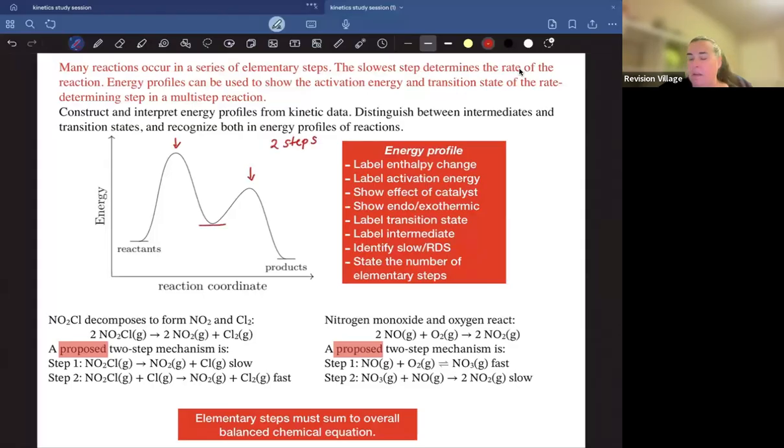Right here, this local minimum is called the intermediate. It's a stopping point along the way. Now, you might also notice that we have two different activation energies. And based on that, maybe we could infer which step is fast and which step is slow. Yes, I mean, I'm going to have questions at the end for SL, but if you do not want to listen to any of this, SL students are free to go.